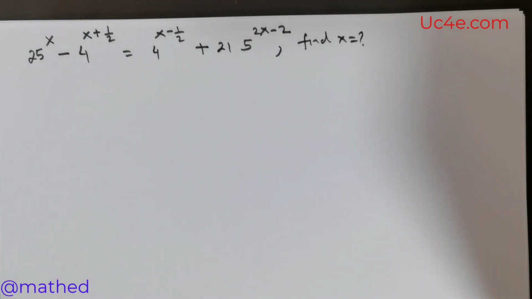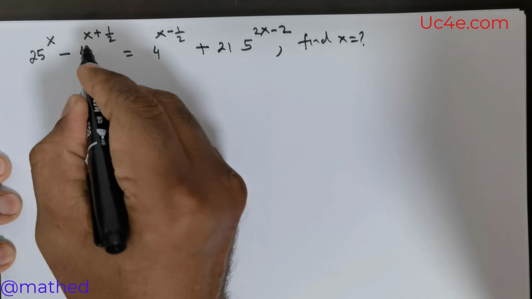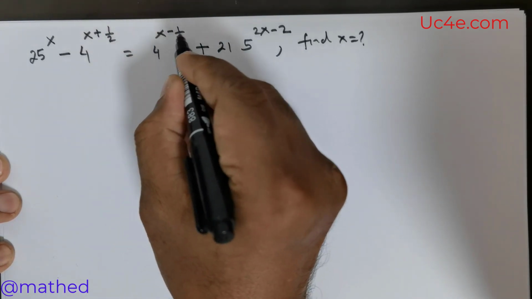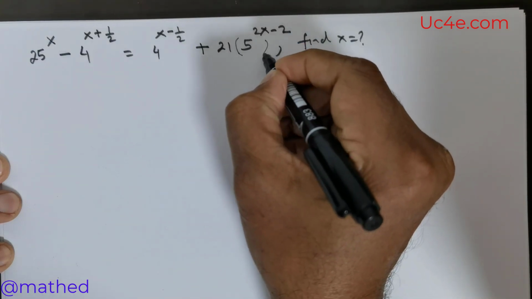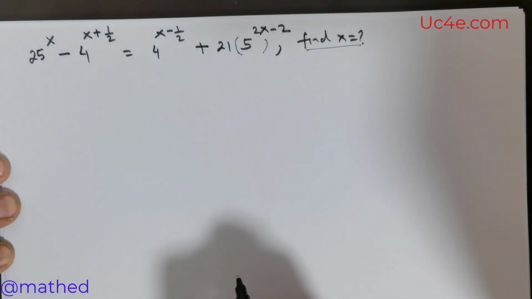Hi everybody, we've been given this question: 25 raised to the power of x minus 4 raised to the power of x plus 1/2 equals 4 raised to the power of x minus 1/2 plus 21 times 5 raised to the power of 2x minus 2. We are expected to find the value of x.